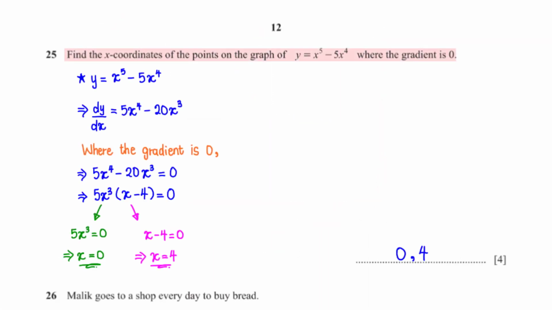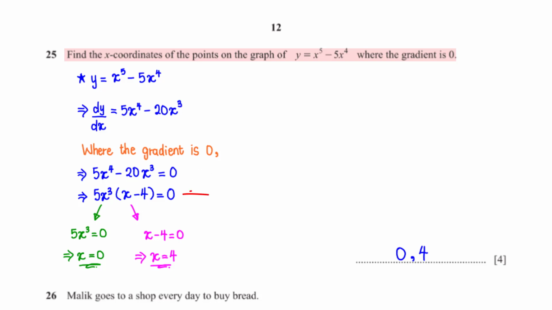Find the x-coordinates of the points on the graph of y equals x raised to the power 5 minus 5x raised to the power 4, where the gradient is 0. The gradient of a curve can be found by differentiating the equation of the curve. In this case, when we differentiate y, we have 5x raised to the power 4 minus 20x cubed. When the gradient is 0, we equate 5x raised to the power 4 minus 20x cubed to 0.